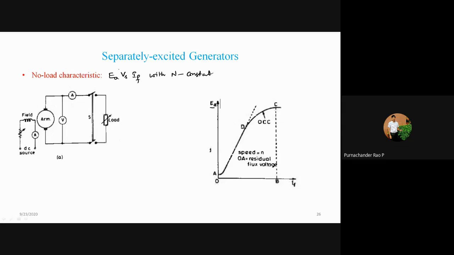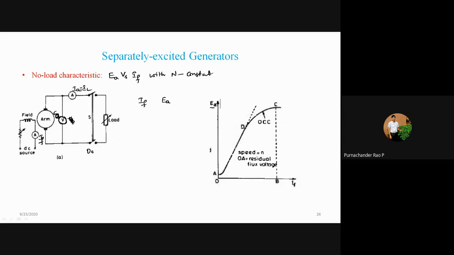As the speed is constant, we need to maintain the speed of your armature constant, and then you have to vary your generated voltage with respect to IF, which is represented here, and the current IL, which is also equal to IA. You can measure this as a terminal voltage or EG. So normally EG or EA you can calculate. This voltmeter indicates the EA which is developed under no load condition, because the switch S is open.